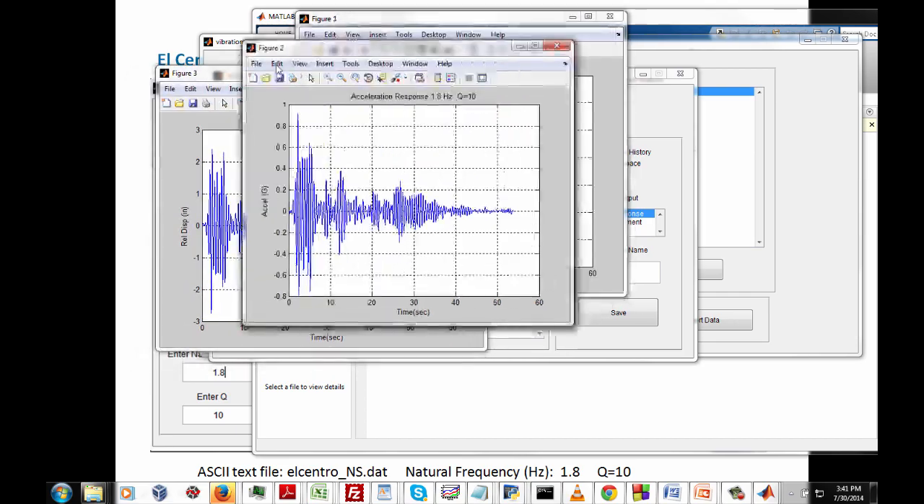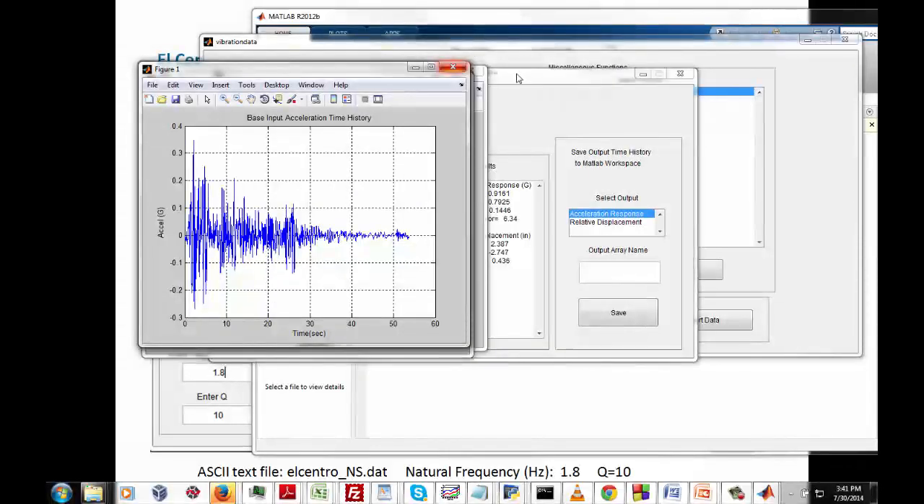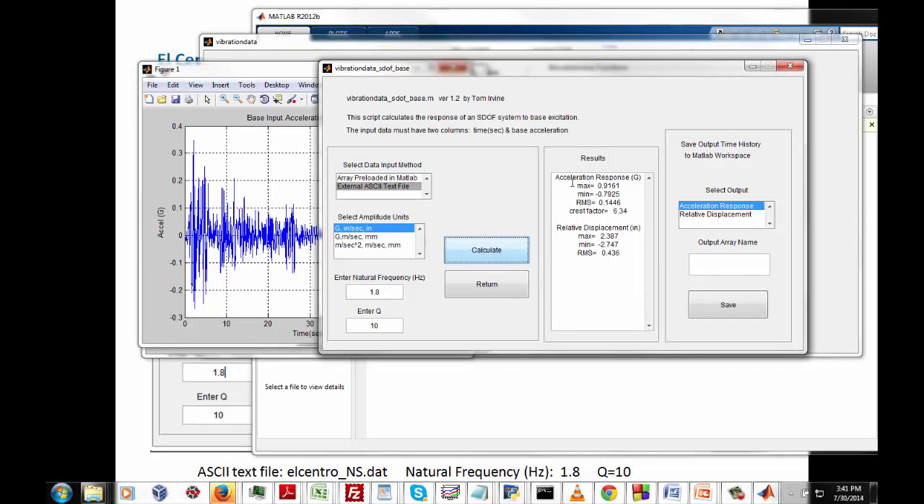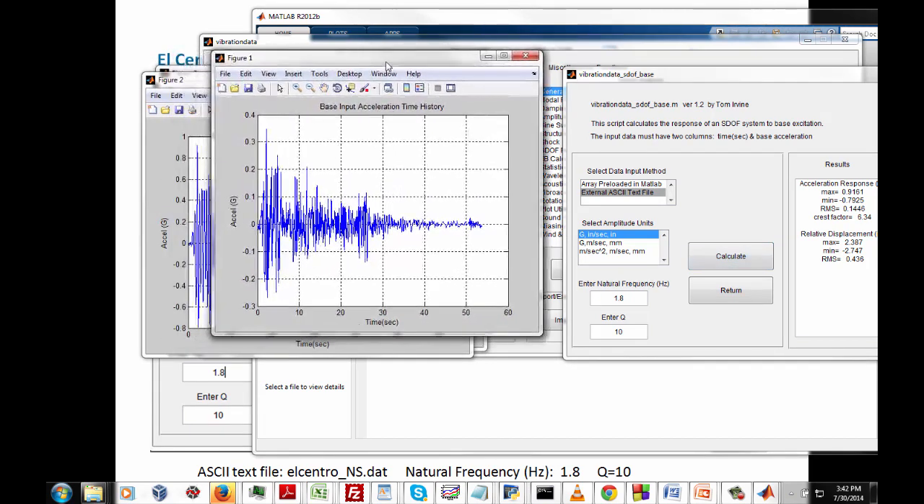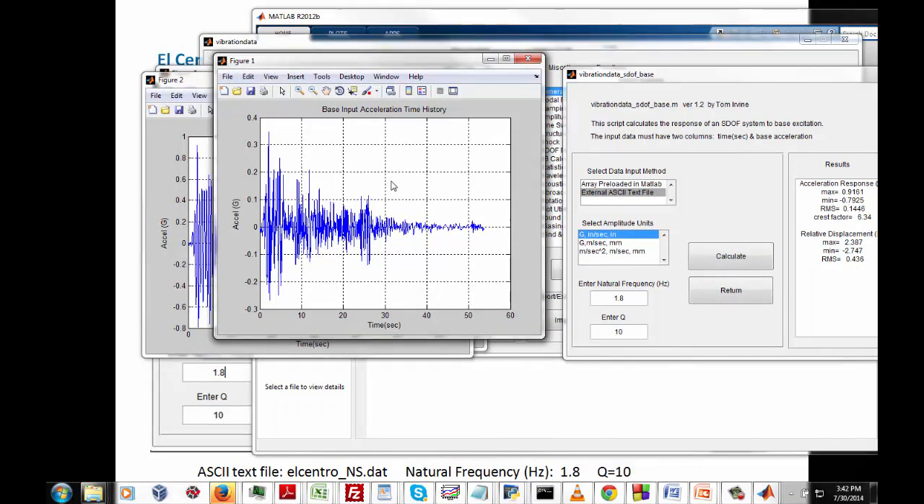So I get a couple of things here. One thing to make note of, we do get a summary of the important statistics in this box here. You can see for both acceleration, this is the response acceleration in g, and the relative displacement in inches, the various max and min values, as well as the RMS and the crest factor. So here's our base input acceleration. This is from the measured data from the 1940 El Centro earthquake, north-south component measured on the ground, acceleration g versus time in seconds. We've actually seen this before in the PowerPoint slide.